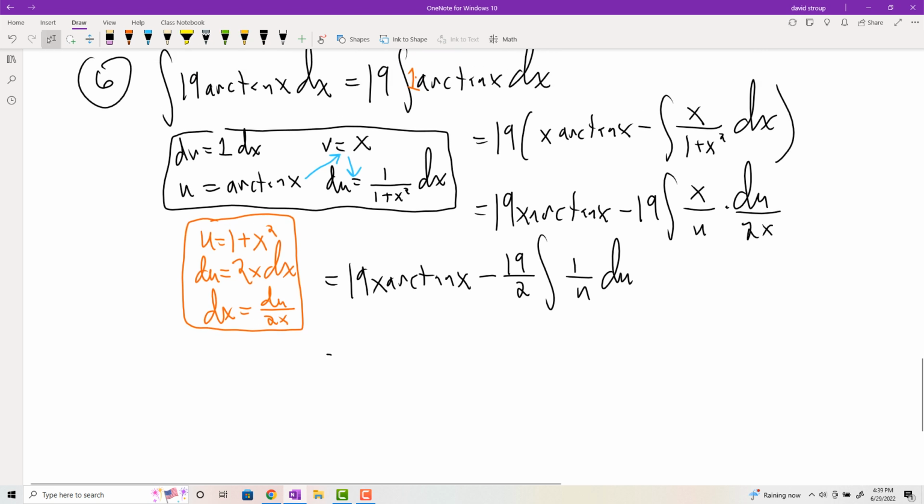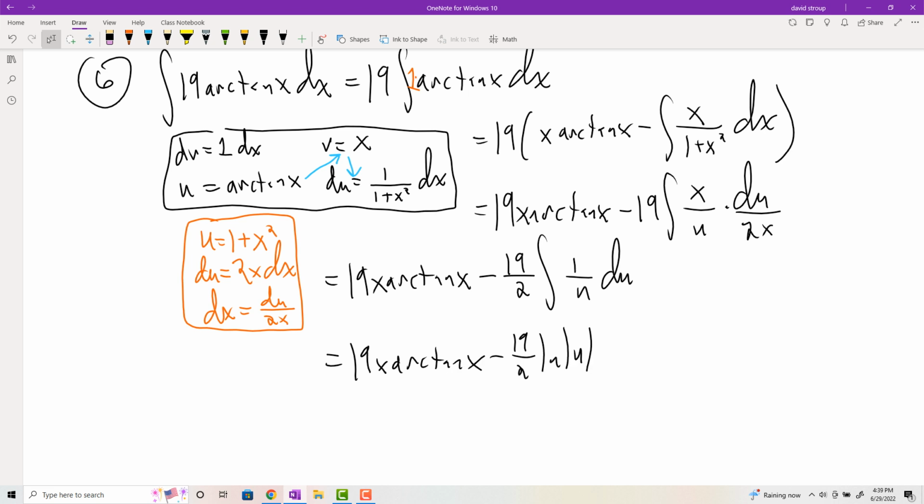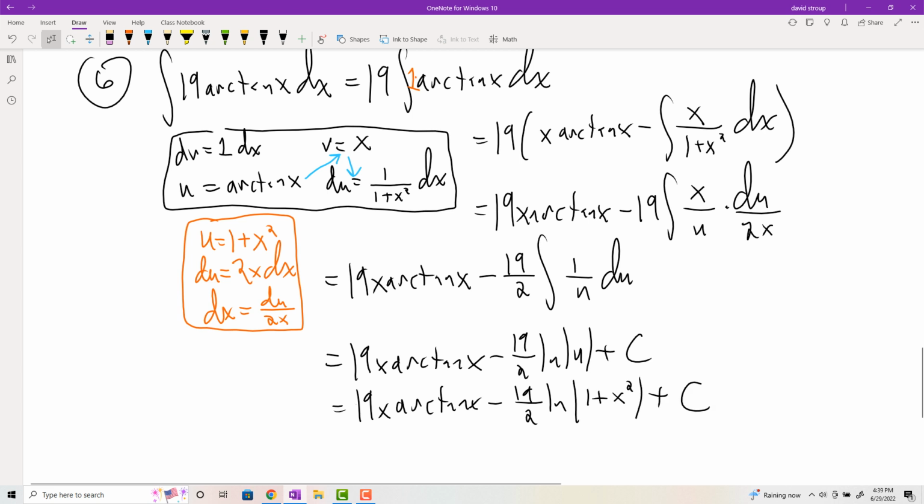Okay, and then I integrate here, so I got 19x arctan x minus 19 halves ln absolute value of u plus c. Get 19x arctan x minus 19 halves ln, back sub, absolute value 1 plus x squared, and then plus c. Okay, so not your typical by parts, but still that kind of problem does come up every once in a while.